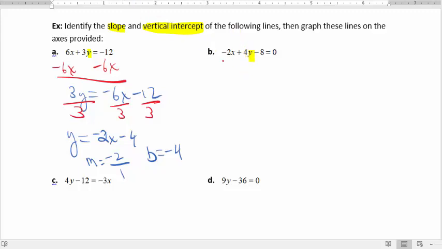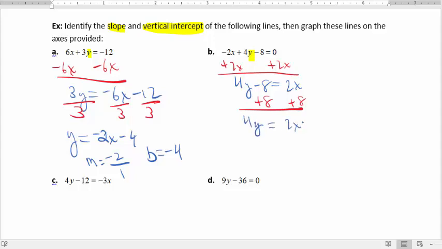And similarly with the other one, how would we isolate the y here? Well, here we could add 2x to both sides. We'd have 4y minus 8 equals 2x. Then we could add 8 to both sides. So we've got 4y equals 2x plus 8. And then we could divide each term by 4. And we have y equals 2/4 is 1/2 x plus 2. So now we know the slope here is 1 over 2, and the y-intercept is 2.